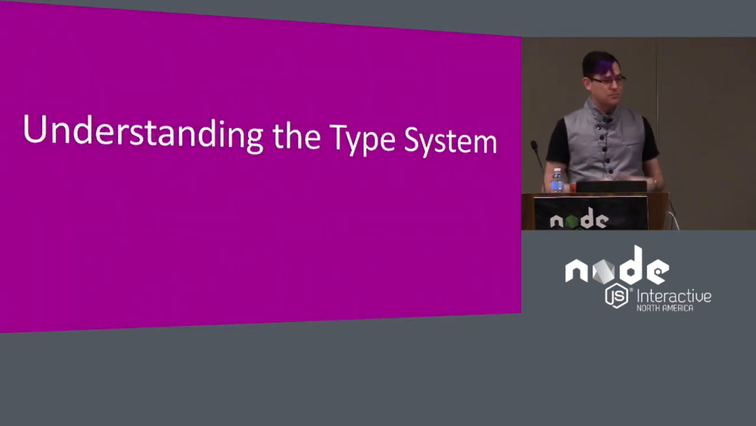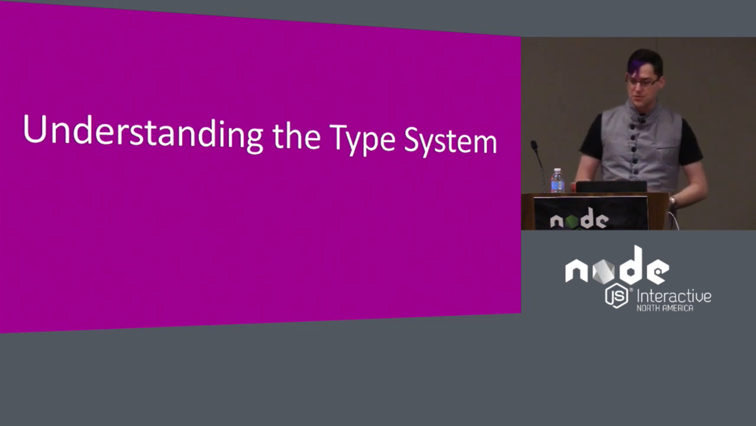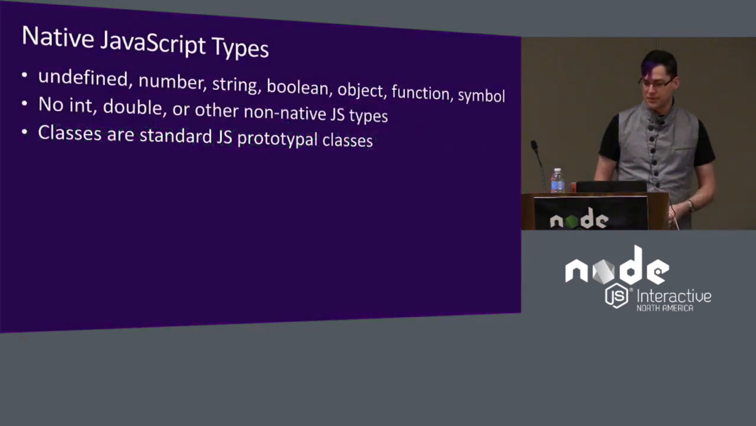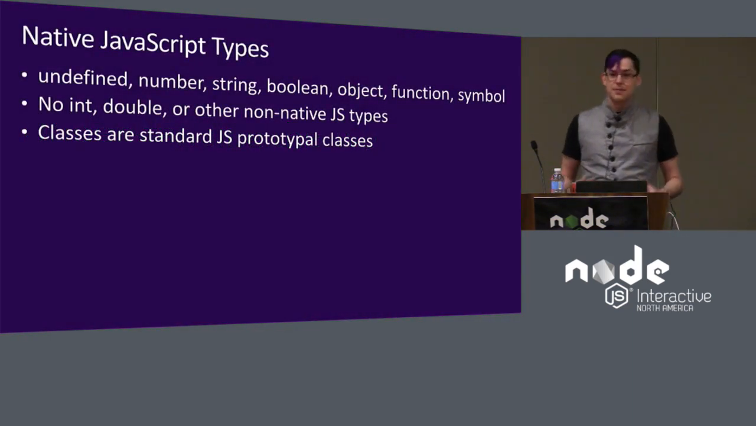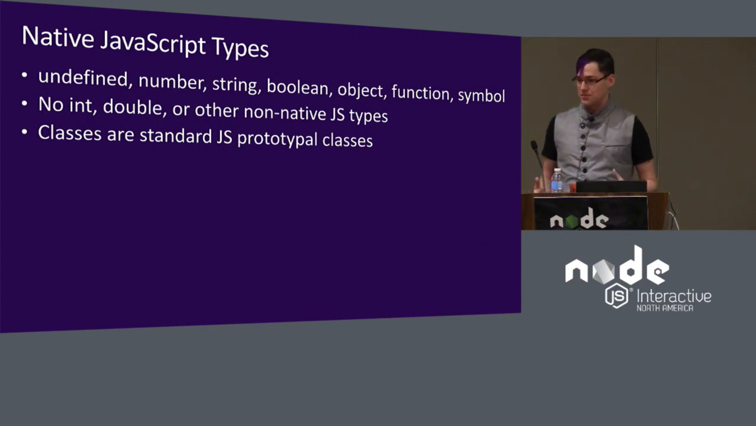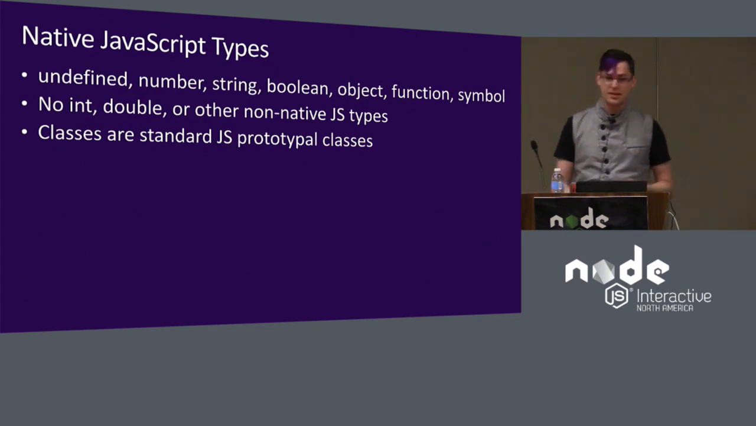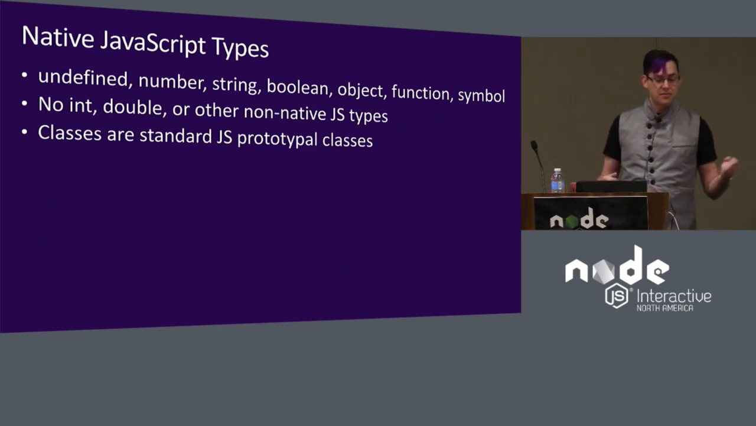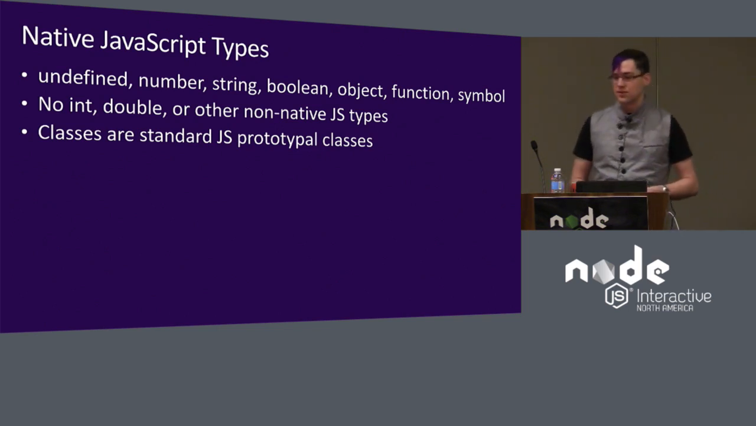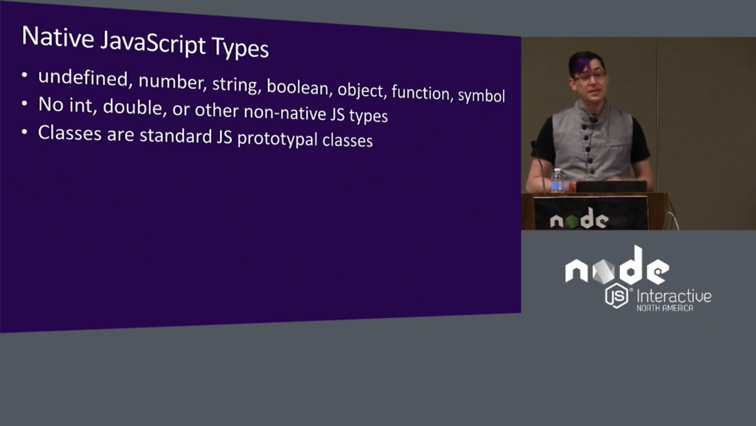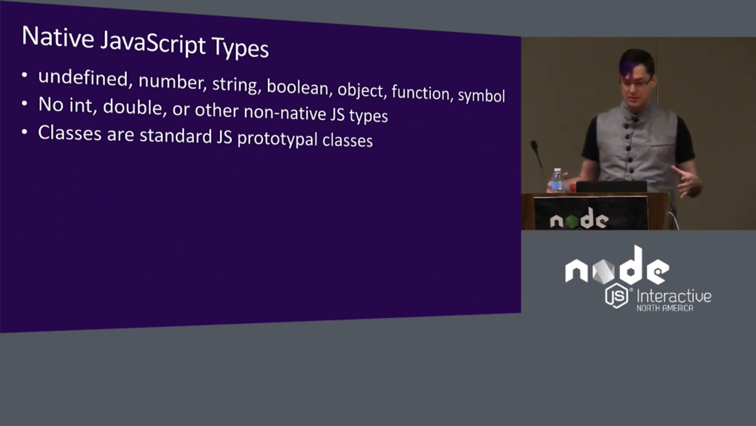So okay, I've talked about types and things like that. I want to dive into the type system a little bit because sometimes there can be some confusion around that. The key thing is that types in TypeScript are native JavaScript types. That's really what it is. There are 7 types in TypeScript, as there are in JavaScript. That is undefined, number, string, Boolean, object, function, and symbol. And that's it. There are no other types in TypeScript.